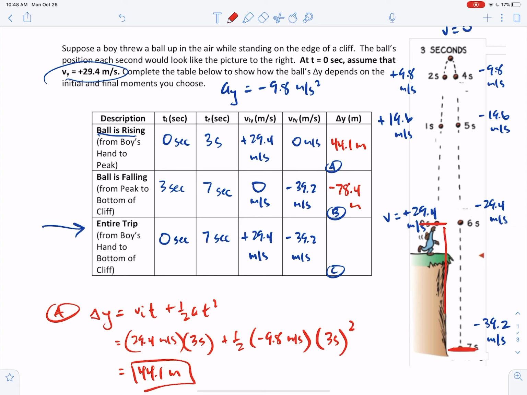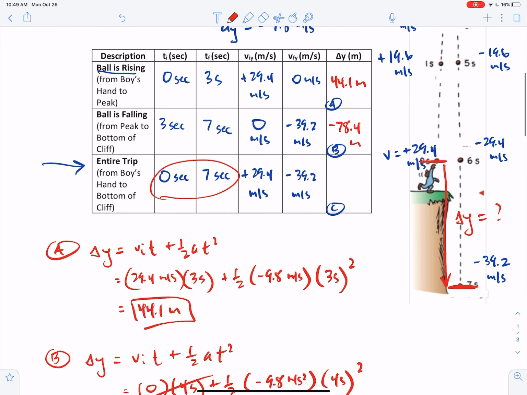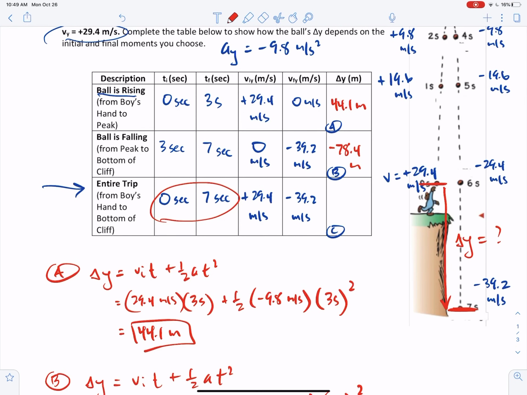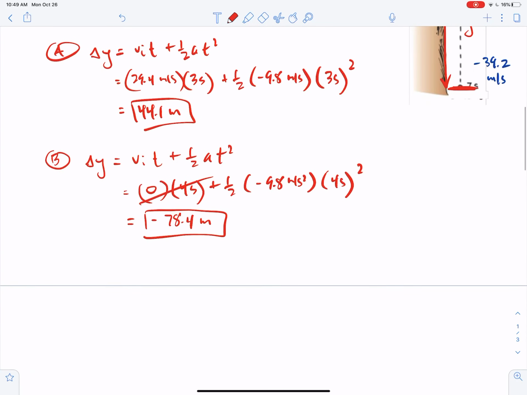So now what is that delta y? Okay. Well, the ball's going to rise to the peak and then fall back down to the ground. So we're going to use the entire trip from 0 to 7 seconds when we plug in our time interval. All right, so here we go. And another way that problems often ask this question is, how high was the cliff, right? Or how high was the boy's hand when he released the ball? So here we go, question C.